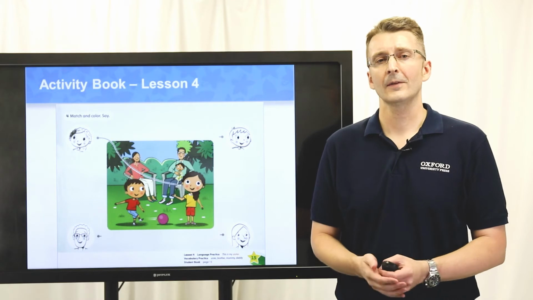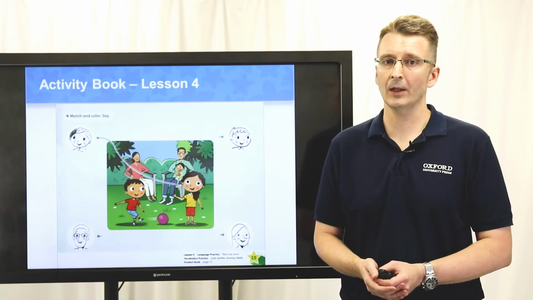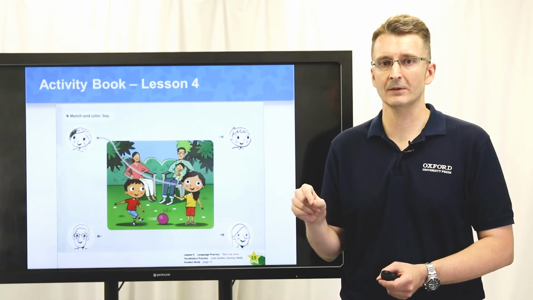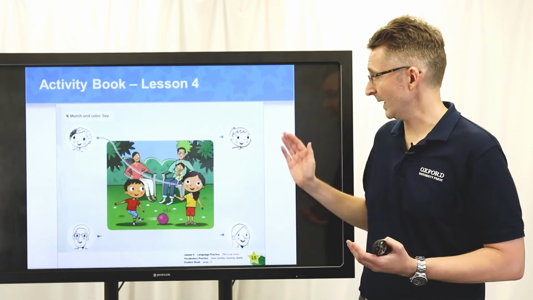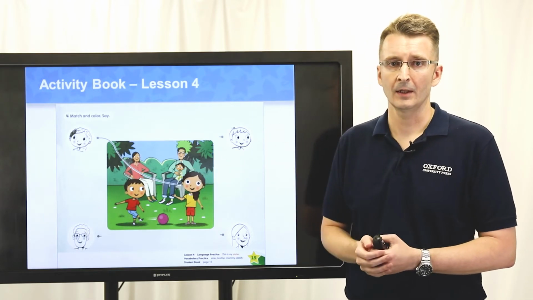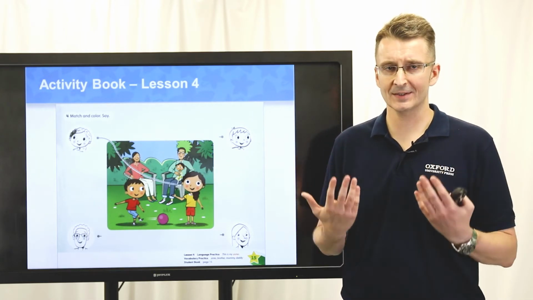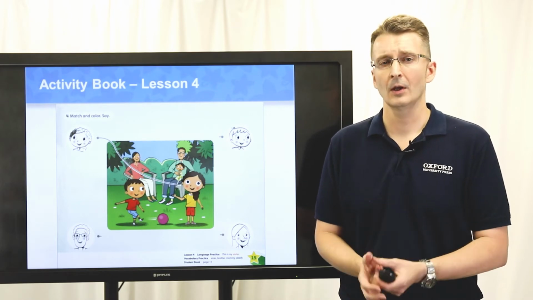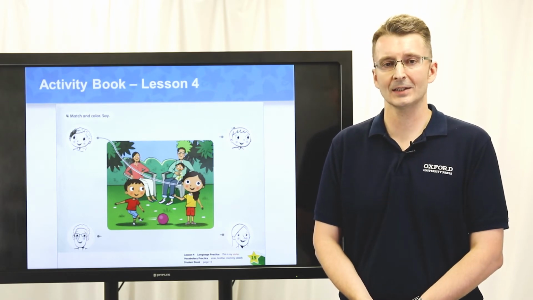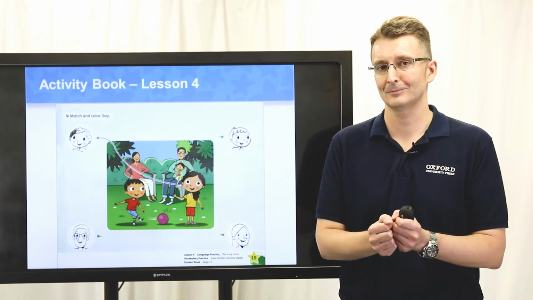In Lesson 4, the activity book reviews the new language with a pen-to-paper activity, in this case, matching and colouring, that prompts students to practice saying the new structure. So let's see how you can teach this activity in your classroom.